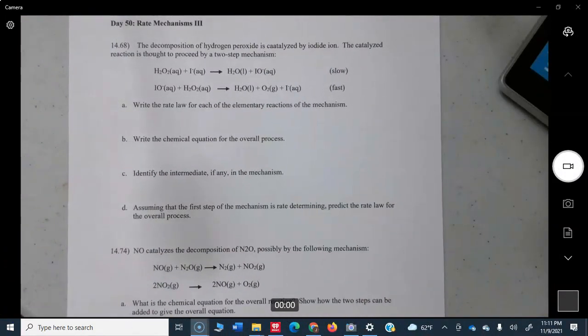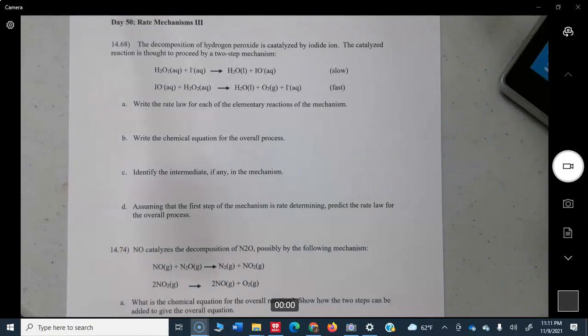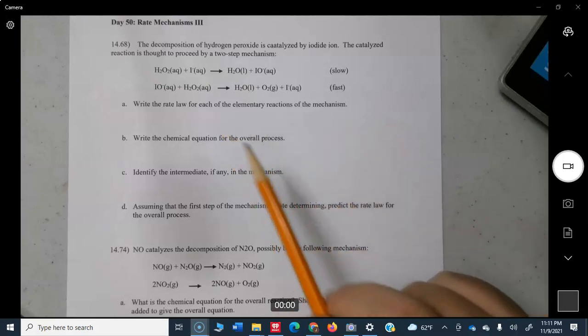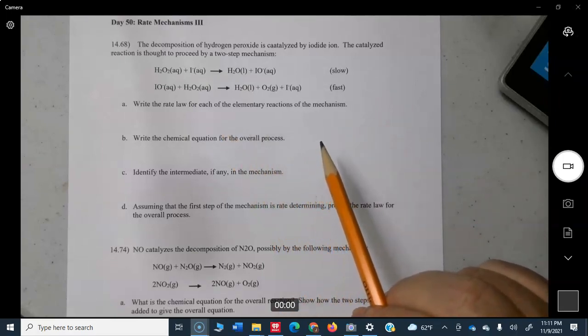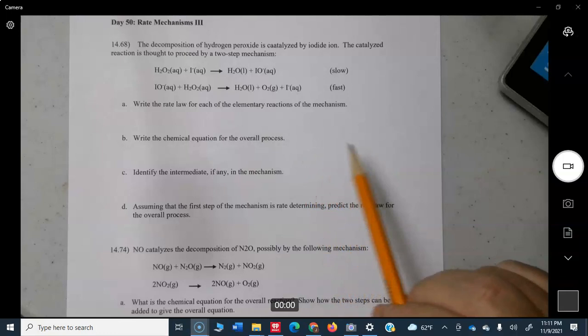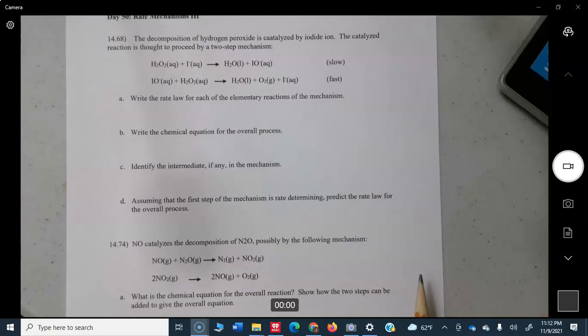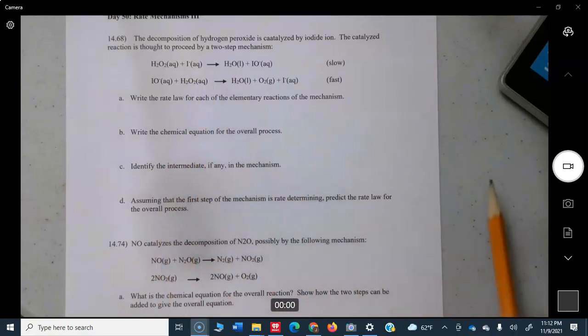Okay, we'll move on to problem 14.68. It has 4 parts to it. So the decomposition of hydrogen peroxide, H2O2, is catalyzed by the iodide ion. The catalyzed reaction is thought to proceed by a two-step mechanism. And you see, there they are right there. Okay, write the rate law for each of the elementary reactions of the mechanism.